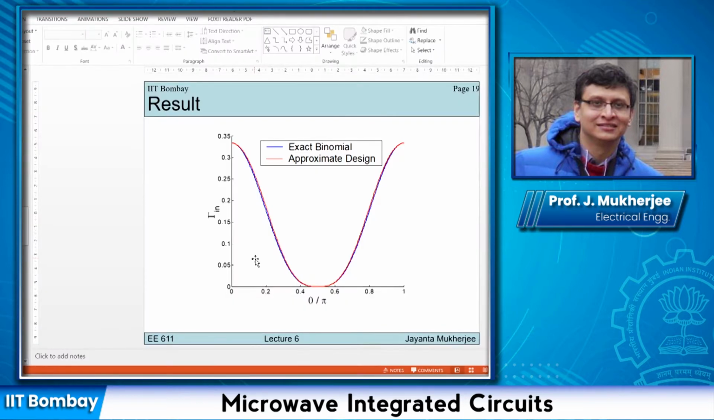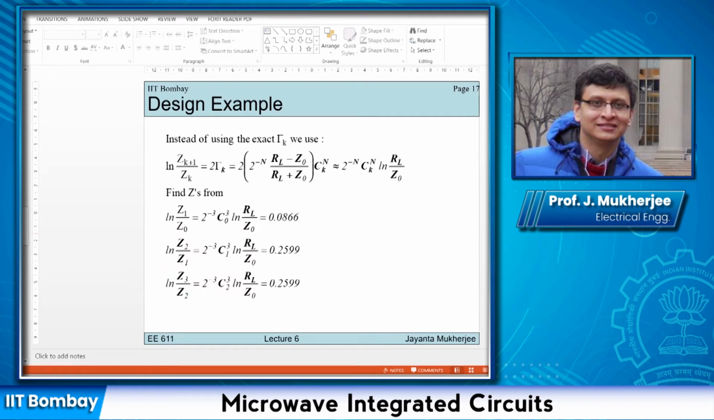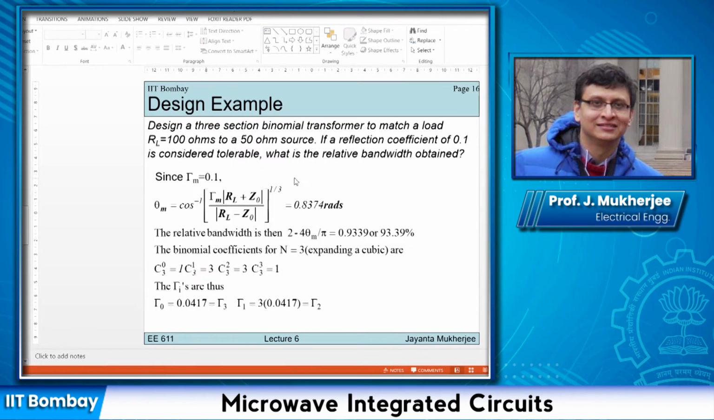Observe this slide. Here I have used ADS to plot a 3-section binomial transformer that will match this 100 ohm load to the 50 ohm source. So there are 3 sections, n equal to 3 here. Now this problem is given in the notes, so go through this problem.